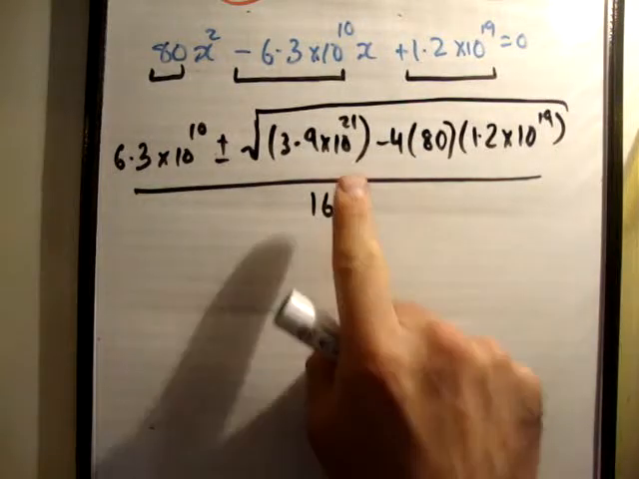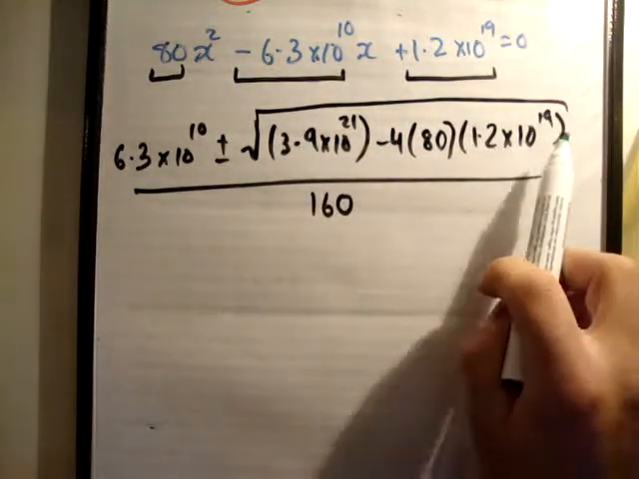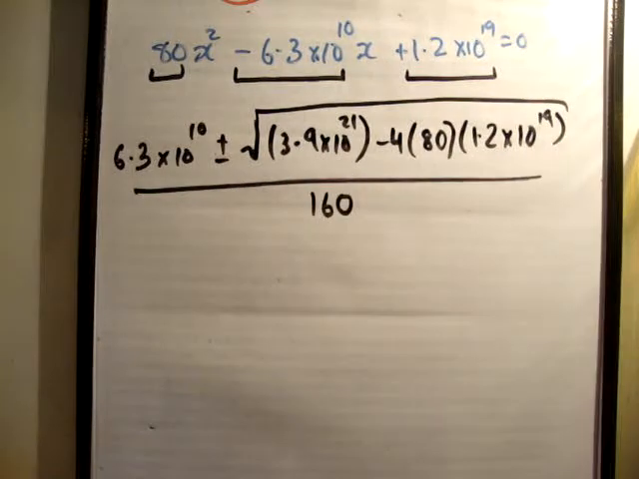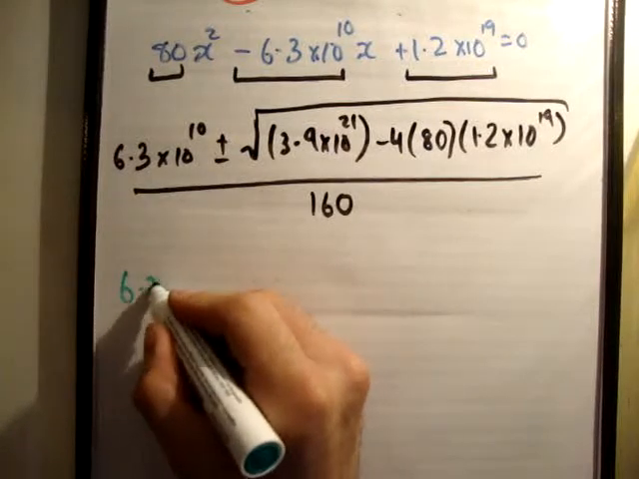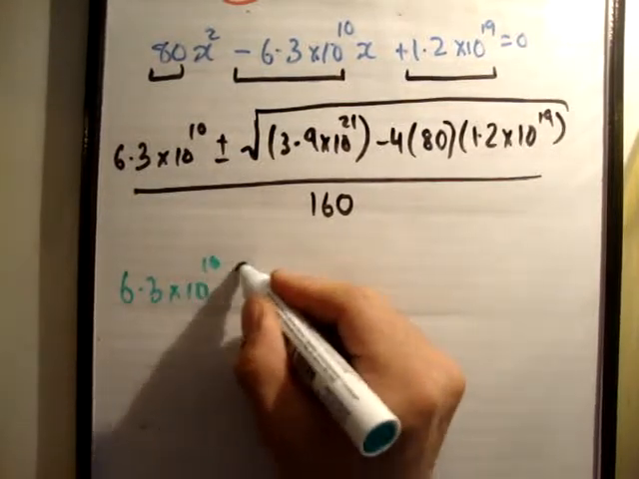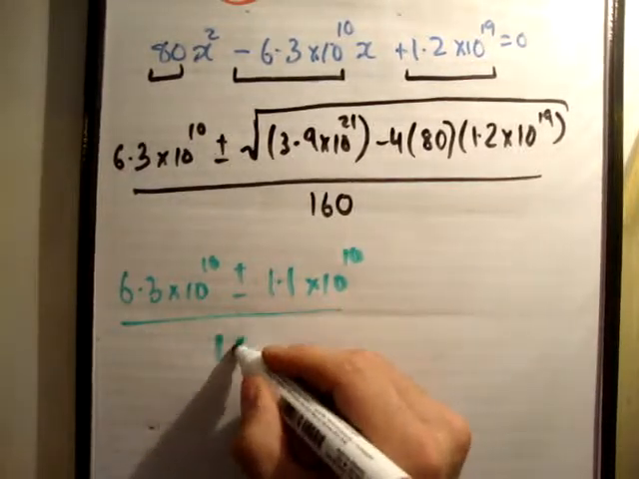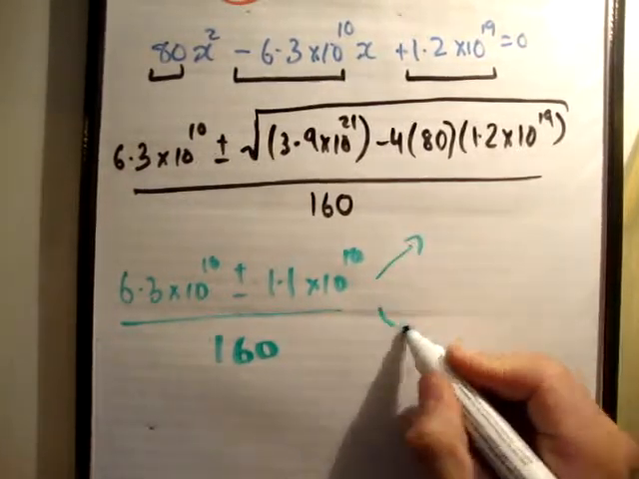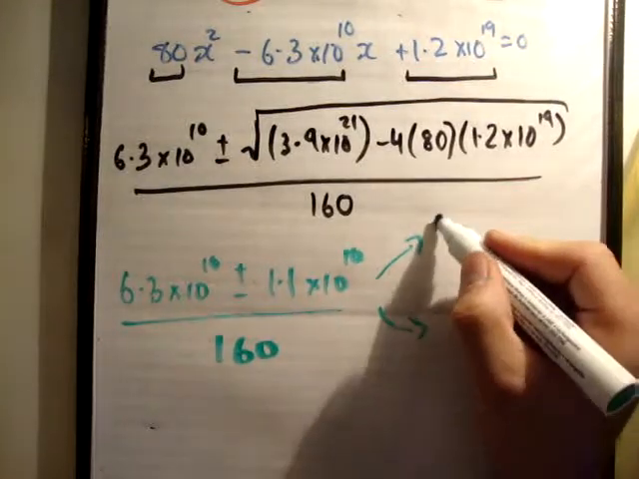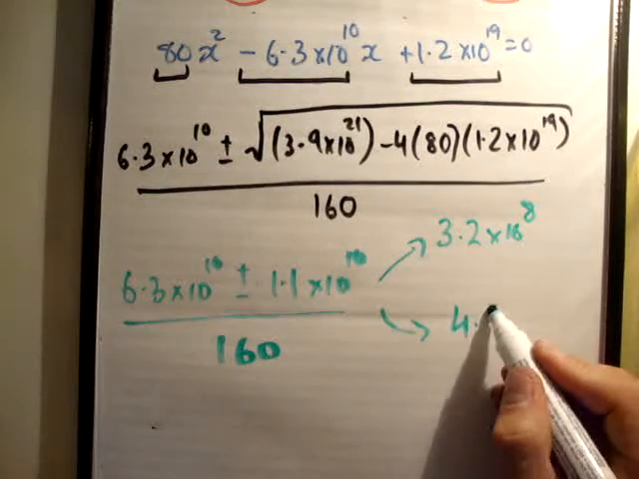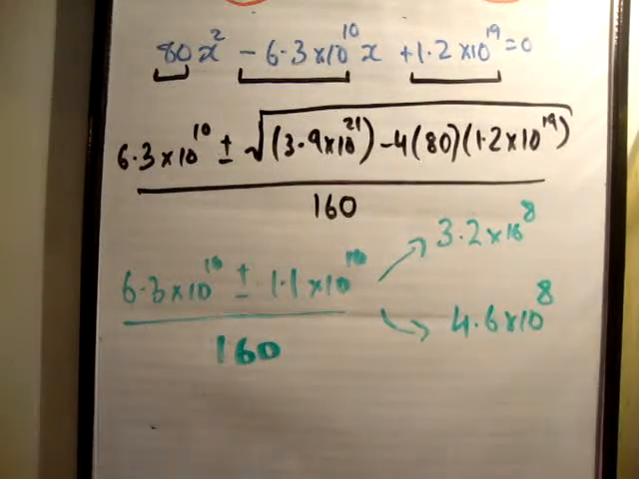Now we're really getting big numbers. 10 to the 21. That's a whole 1,000 times bigger than 1.2 times 10 to the 19, because we have 3 powers of 10, excuse me. So let's just solve this. We're going to get 6.3 times 10 to the 10 plus or minus 1.1 times 10 to the 10, all divided by 160. So we're going to get two answers. One is 3.2 times 10 to the 8, and the other one is 4.6 times 10 to the 8.